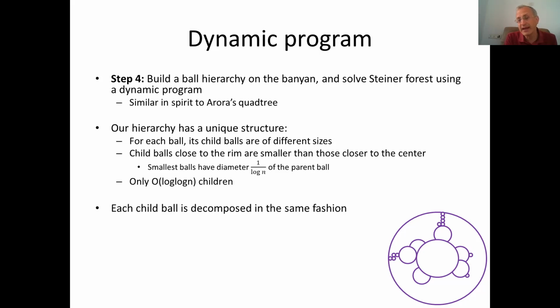A nice property here is that we can show that every ball has only log n children. We'll discuss that a little bit more. And then, of course, every child ball is itself decomposed in the same fashion. So if we take every child ball here, it itself will be decomposed into smaller balls, where near its rim are very, very small balls. And as you get farther and farther away from the rim, the balls get larger and larger.